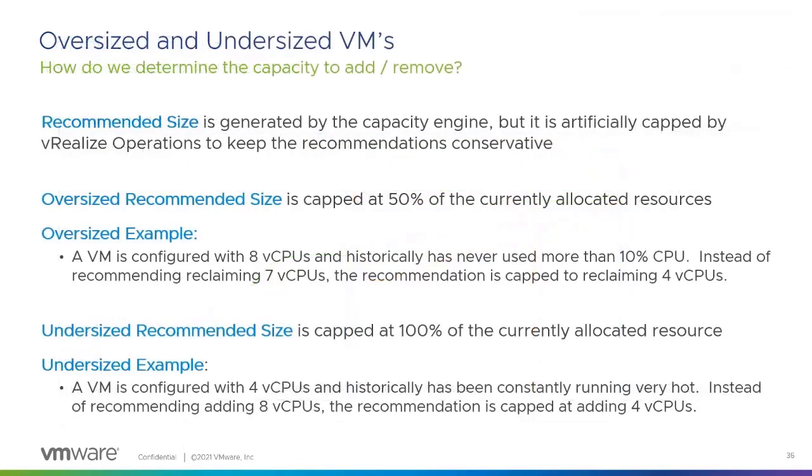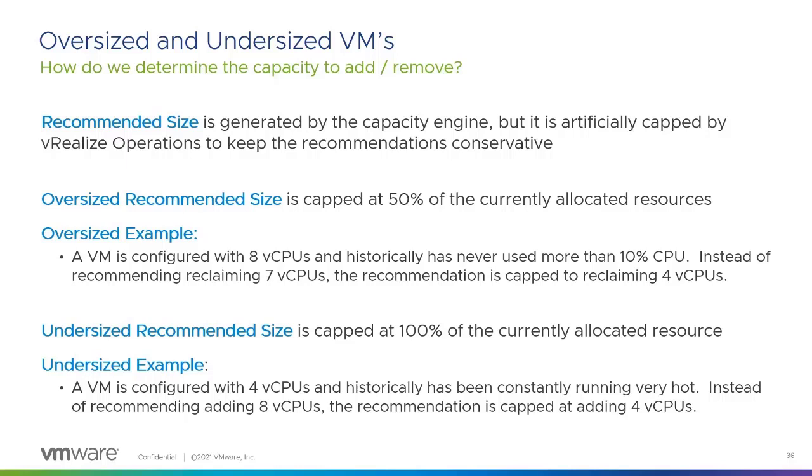Okay, so now let's switch and talk in a little more detail about some additional concepts that are useful to understand. I just talked about the oversized and undersized virtual machines for the right sizing recommendations. A couple of things you need to know about the recommended size: the system does apply some artificial caps on the recommendation. If a virtual machine is oversized, the recommendation will be capped at 50% of what's currently allocated to the virtual machine.